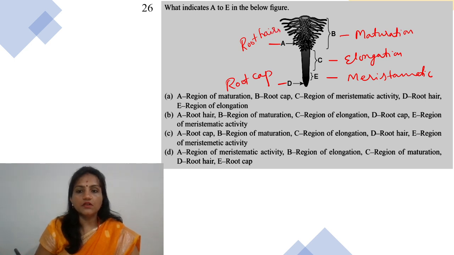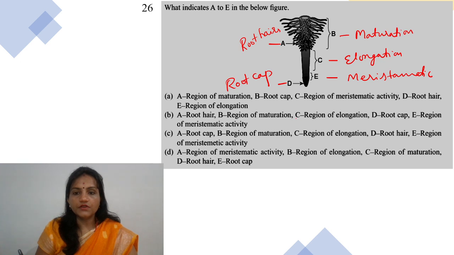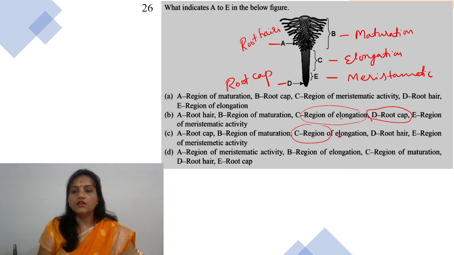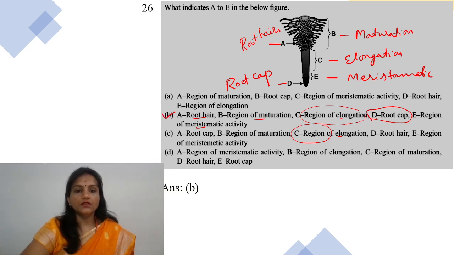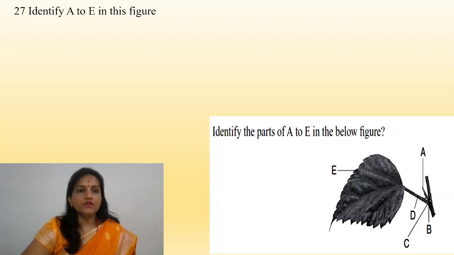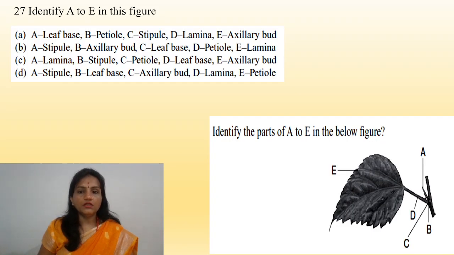So let's see region of elongation. Here it is region of elongation. You can go for these two. Region of elongation you have got here in both options. Let's look for D. It is D, root cap. It is correct. If you cross check others, E is region of meristematic activity, correct. A is root hair, correct. And B is region of maturation, correct. The right option is B. So option B.